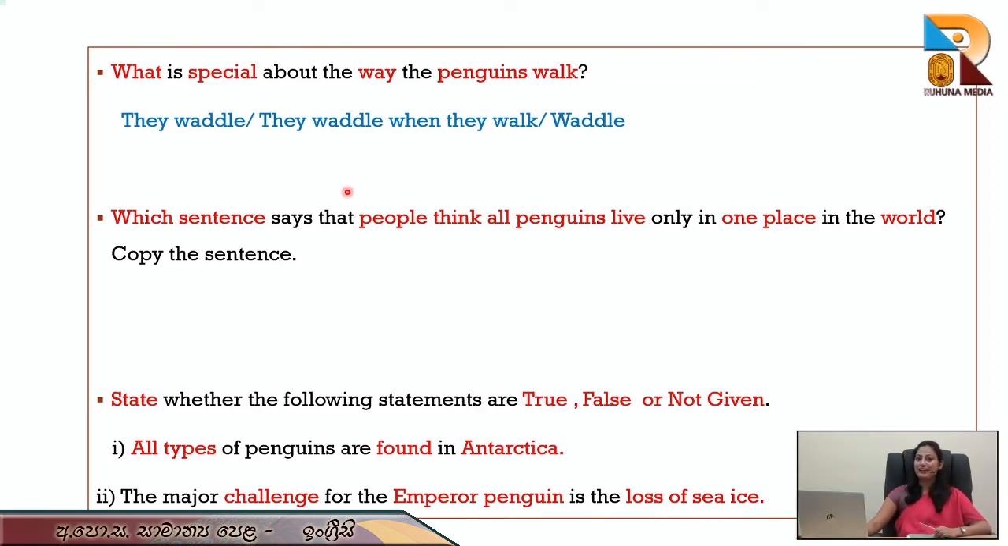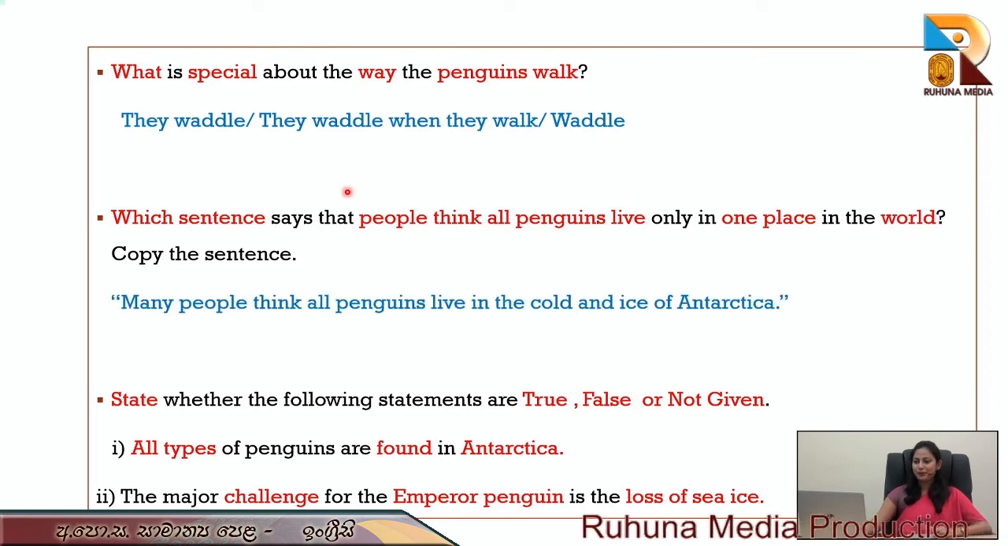Now pause the video and find the answers to the rest of the questions. I hope you have completed the activity. Let's have a look at the second question. Which sentence says that people think all penguins live only in one place in the world? Copy the sentence. The sentence is, many people think all penguins live in the cold and ice of Antarctica. Here you have the keywords in this sentence, all penguins live. And what's this one place? It's Antarctica.